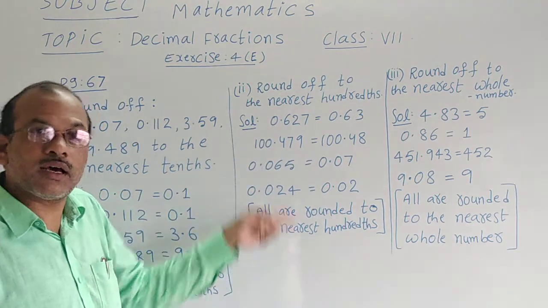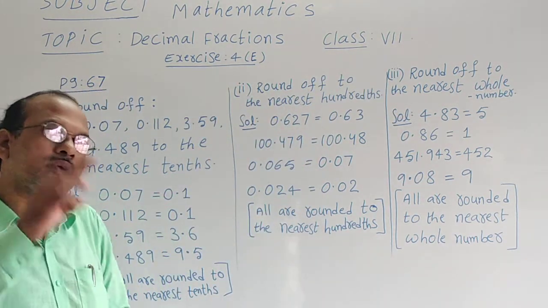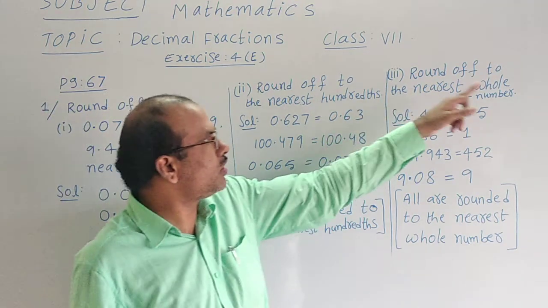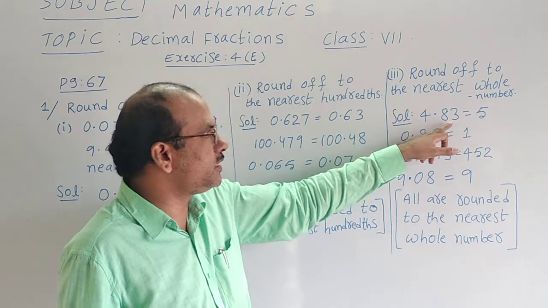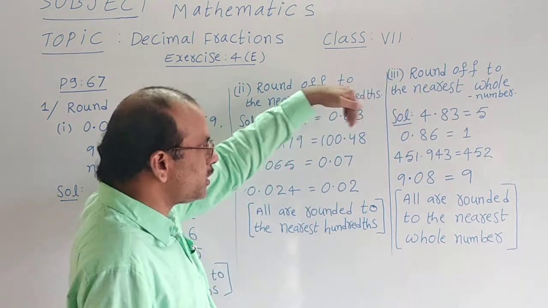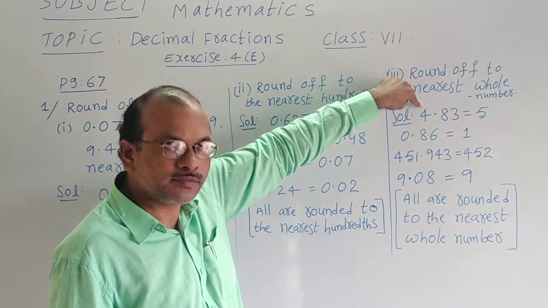I hope the second answer is clear for you. We will see the third one now. In the first question only, third bit. Round off to the nearest whole number, that is 4.83. Before the point, what we have is the whole number. Yeah, actually 4 is there.